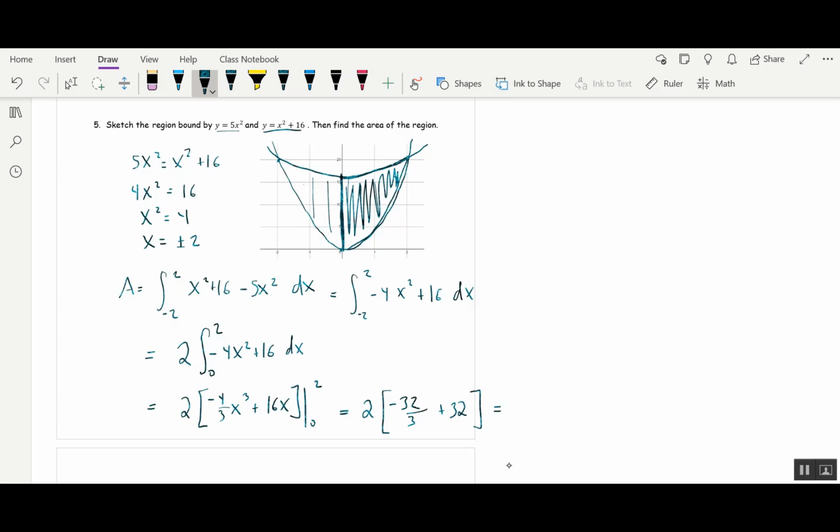And so here's my answer. When I do this computation, I get twice negative 1/3 of 32 plus 32, which is 2/3 of 32, which is 64/3. 64/3 times 2 is 128/3. And that's my answer. And that is the end of this section.